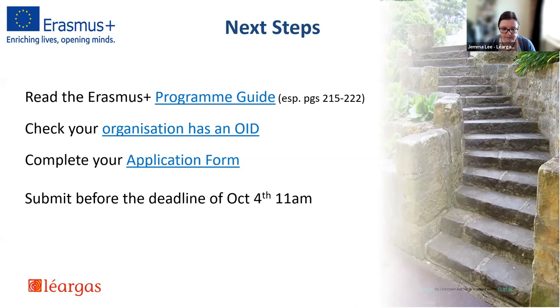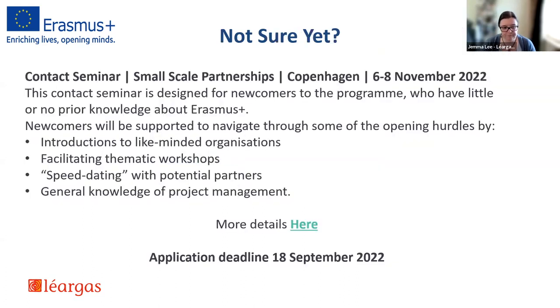We've also talked a little bit about getting your OID, and make sure that your partner organizations also have their OID sorted. They will all have to do that in their own countries, so there might be slightly different processes involved around that. And then get that application form finished. Your absolute deadline is the 4th of October at 11 a.m. But as we've said a few times already, do your very best to get it in before that, because I think it's just easier.